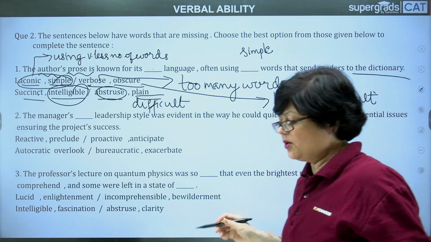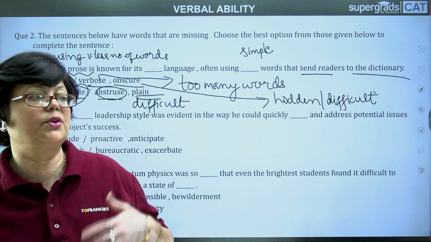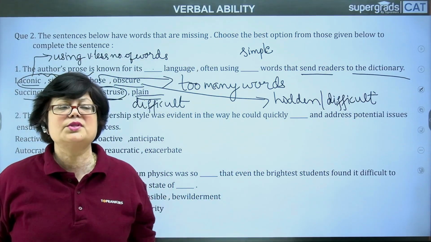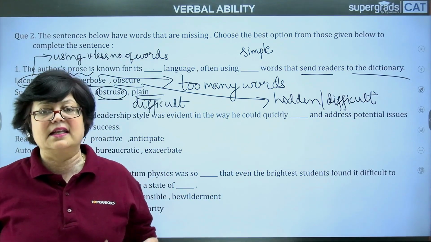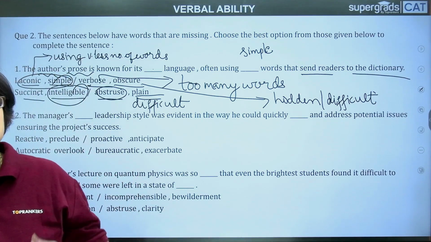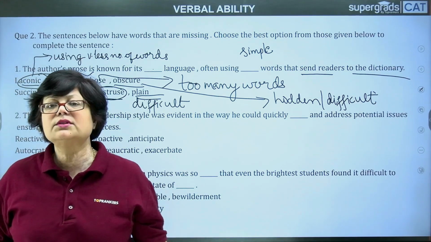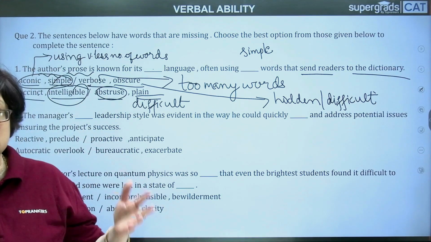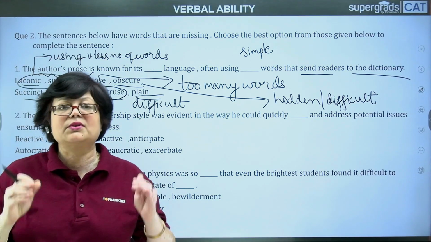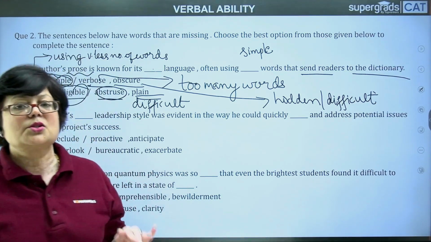In this way, you have to come to the correct option. You have to use your reasoning, your analytical capability, to arrive at a correct conclusion. There can be some words about which you have no idea, but then you have to select the correct option, right? So how do you do that?